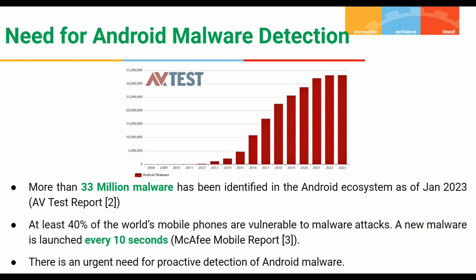More than 33 billion malware has been identified in the Android ecosystem as of Jan 2020, according to AV test report. We can see that it has been growing significantly from 2012 onwards. At least 40% of the world's mobile phones are vulnerable to malware attacks. This was given in the McAfee's mobile report. Hence, there's an urgent need for proactive detection of Android malware.